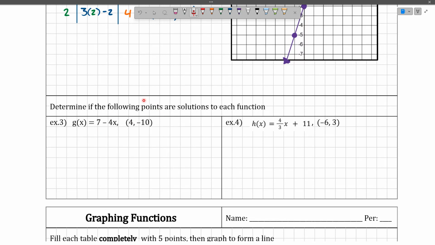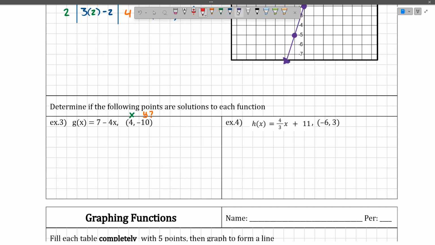So testing solutions is really simple. We're just going to plug in the input, that's my x, and we're going to see, is this the output? This is the thing that's in question. Okay, so let's try it out.